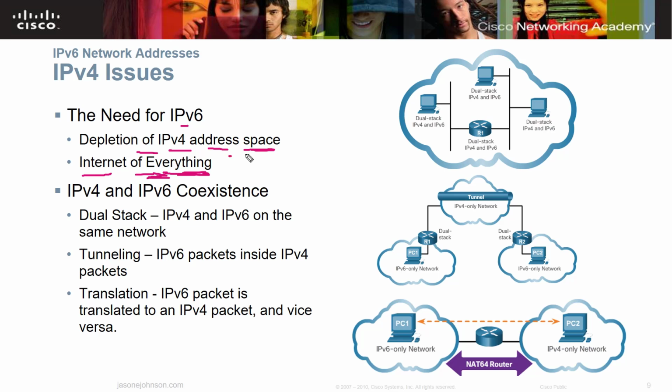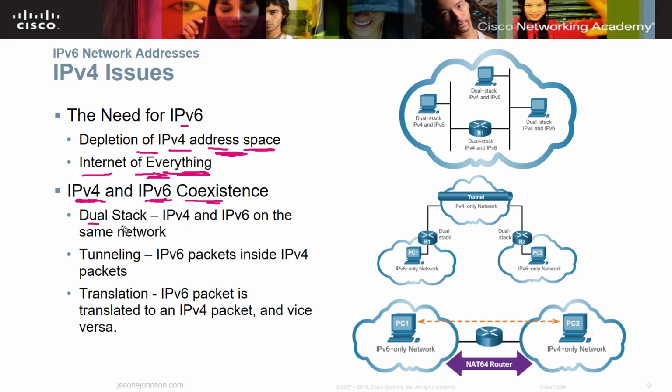Now, because we are moving from v4 to v6, it's taking a long time. They are coexisting together. So the v4 addressing is built into the v6. So when you have a v6 address, you can usually find the v4 in there.